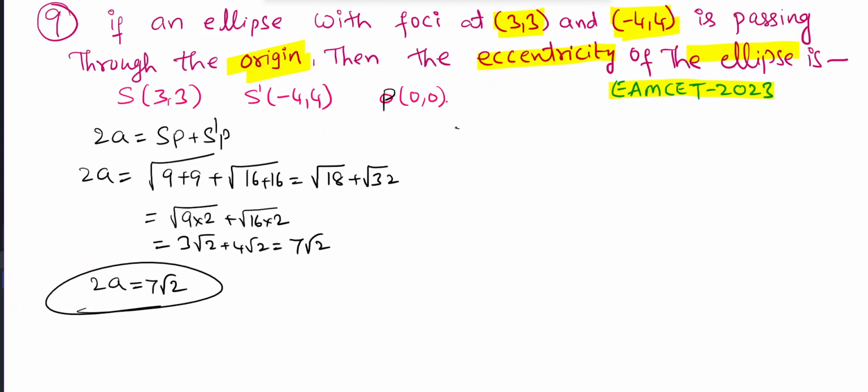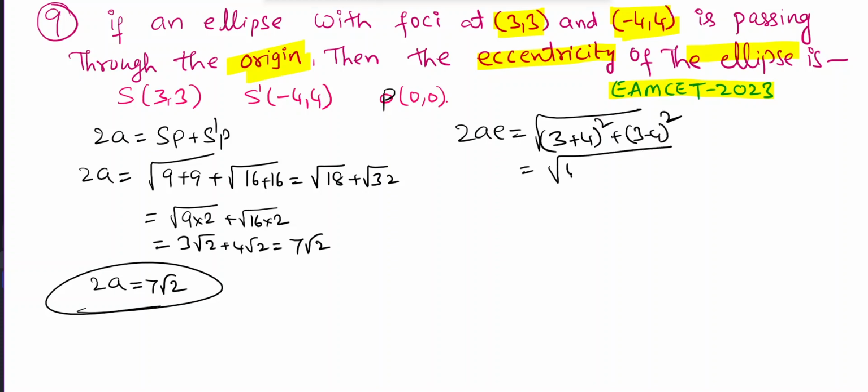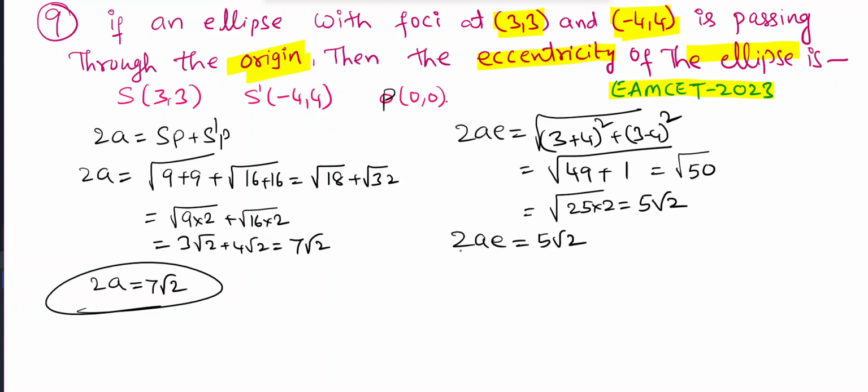And the distance between the foci, 2ae, is under root of the distance between these two foci: (3 plus 4) whole square plus (3 minus 4) whole square. 3 plus 4 is 7, square is 49, plus (3 minus 4) whole square is 1. That is equal to root 50. Root 50 is written as 25 into 2, that is equal to 5 root 2. From this, 2ae is equal to 5 root 2. Already we know the value of 2a is 7 root 2. So 7 root 2 e is equal to 5 root 2. On both sides root 2 cancels. So the eccentricity of the ellipse is 5 by 7.